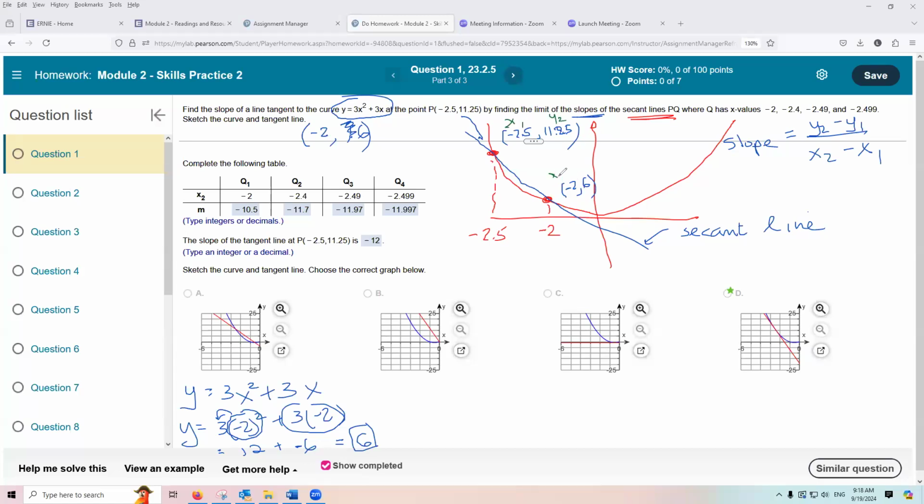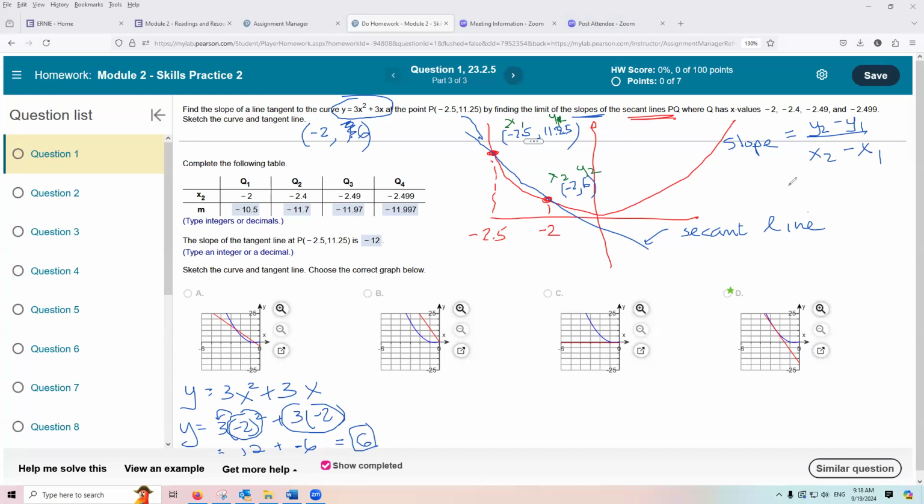All right, let me label these points as x1, y1, x2, y2. So now I'm just going to go and plug in the slope formula. y2 is 6. I'm sorry, y2 is 11.25. y1 is, I'm sorry, I labeled this wrong, my mistake. Let me start over again here.